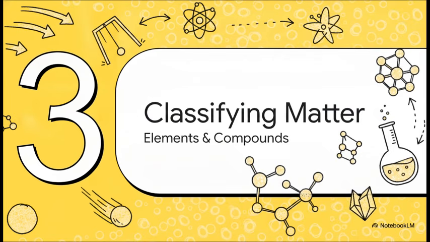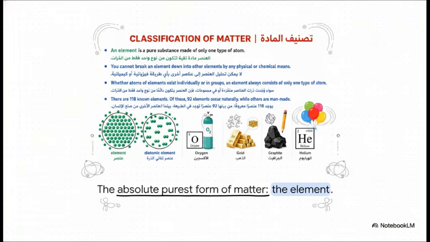Excellent work on the physics portion. Let's gracefully shift gears to chemistry for Section 3, Elements and Compounds, Classifying Matter. We're moving from the physics of macroscopic motion down to the microscopic building blocks of the universe, starting with the absolute purest form of matter, the element, or Unsur. An element is a pure substance made of only one type of atom. You literally cannot break an element down into other elements by any physical or chemical means. It's as basic as it gets.